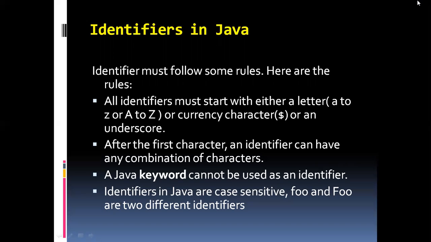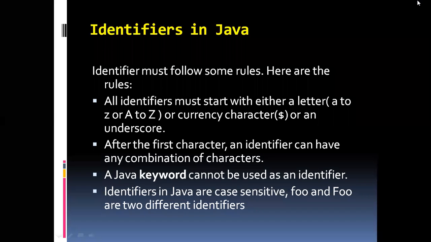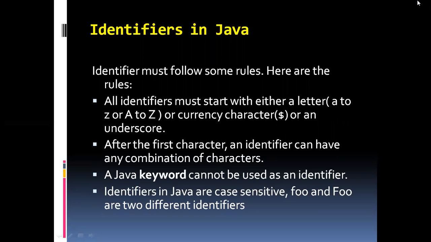All identifiers must start with letters, either small a to small z or capital A to capital Z, and only two types of special symbols are allowed: underscore and dollar. We can say those are currency characters. So the first rule is that whenever we declare any identifier, it must start with an alphabetical value, either small a to small z or capital A to capital Z, and it allows only the two types of special symbols.